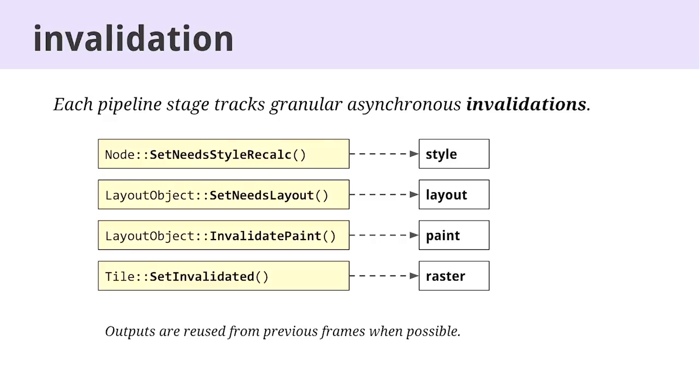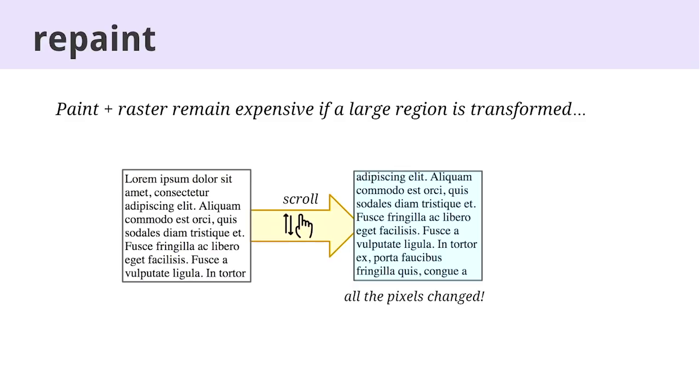So one obvious optimization is to keep track of what's changed and reuse things that haven't changed. So each pipeline stage has its own concept of granular invalidation, where you can say, for example, this node needs its layout recomputed on the next frame. And then the next layout pass will lay out only the nodes that have been marked as needing layout. So that helps, but it only gets you so far, especially if you're transforming a large visual region, which is common for animations and scrolling. Rerunning paint and raster for the entire region after every scroll event is quite expensive.